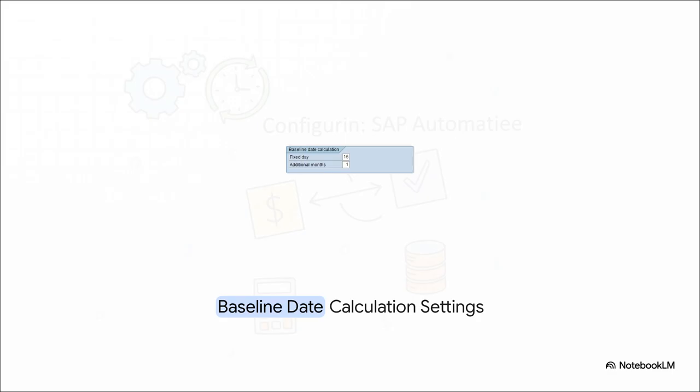And here is where you actually set that clock in OBB8. Under the baseline date calculation section, you essentially have two main levers to pull: the fixed day calculation and additional months fields. These two fields dictate exactly how SAP handles the date printed on the vendor's invoice and translates it into a functional, ticking start date for the countdown.